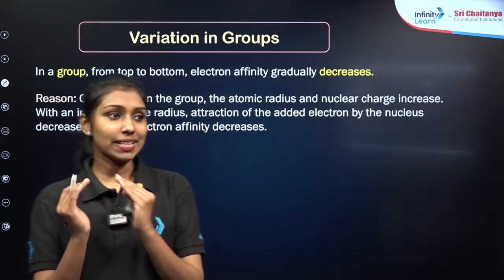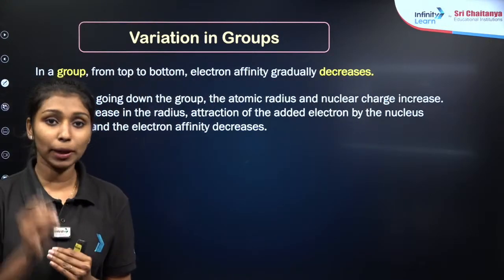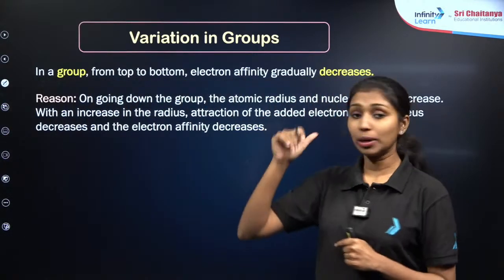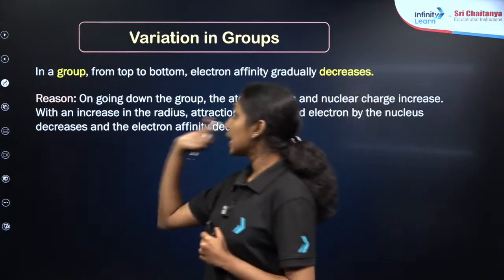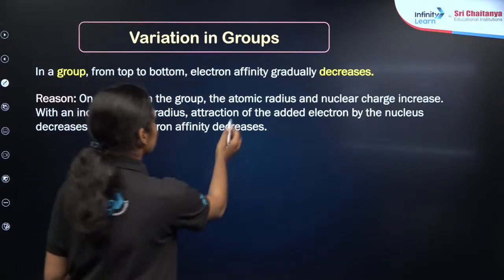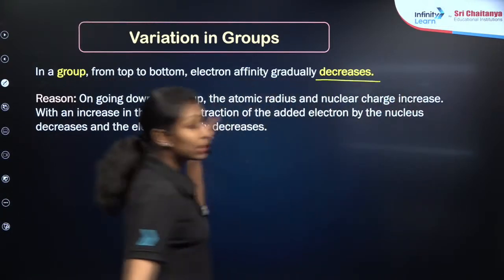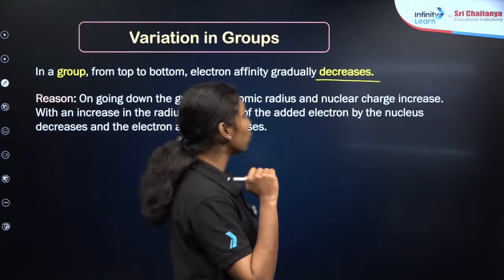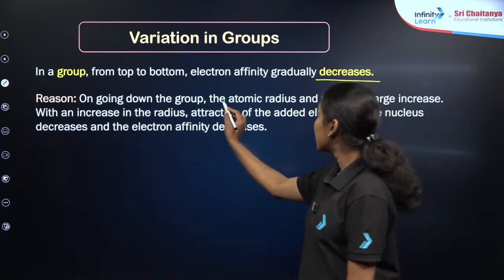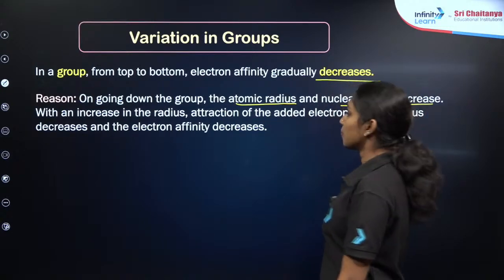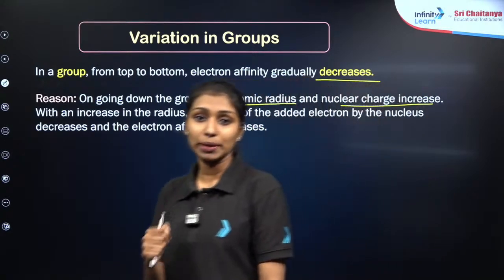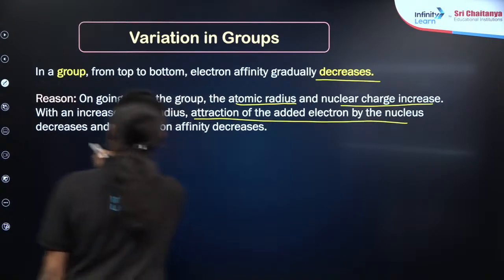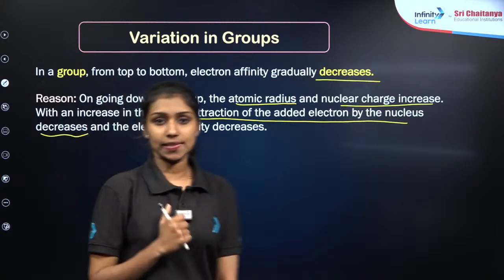In the previous session, we discussed the electron gain enthalpy. Electron gain enthalpy decreases in a group from top to bottom. Similarly, in the case of electron affinity also, it decreases. What will be the reason? On going down the group, the atomic radius and nuclear charge increase. With an increase in the radius, the attraction of the added electron by the nucleus decreases. That's why electron affinity decreases. Clear?